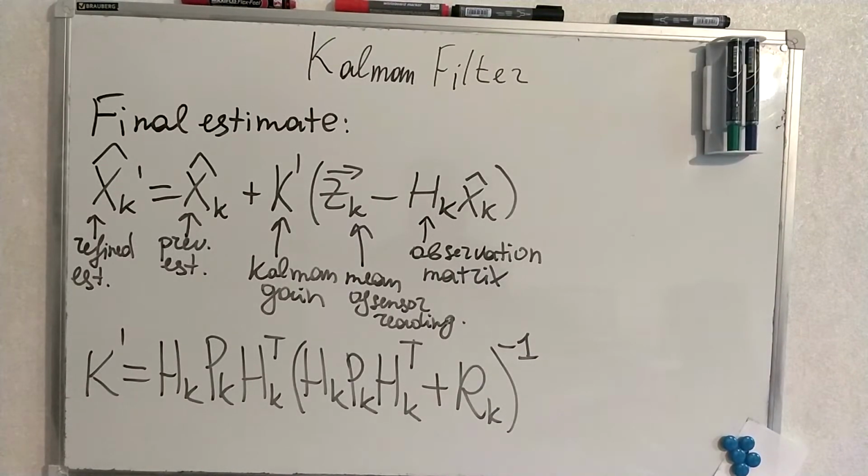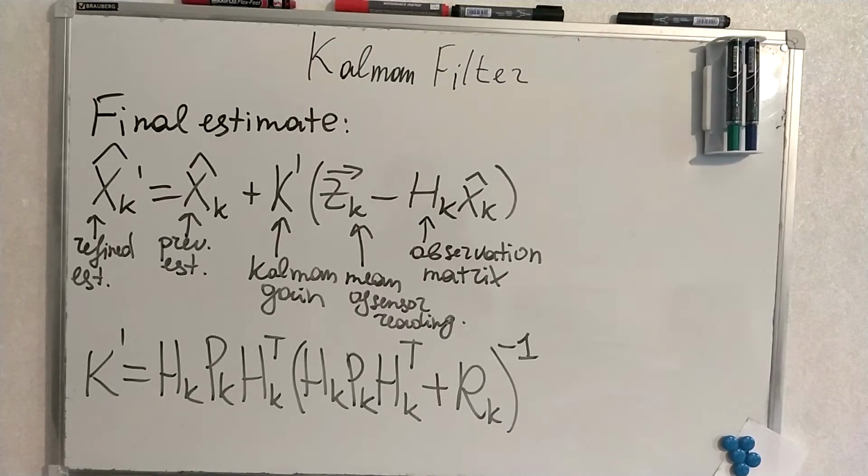So we refine the estimate. K is the Kalman gain. We give the information more weight if the measurements have very low uncertainty. If the measurements are very uncertain, it will give the innovation less weight and rely more on the estimate.